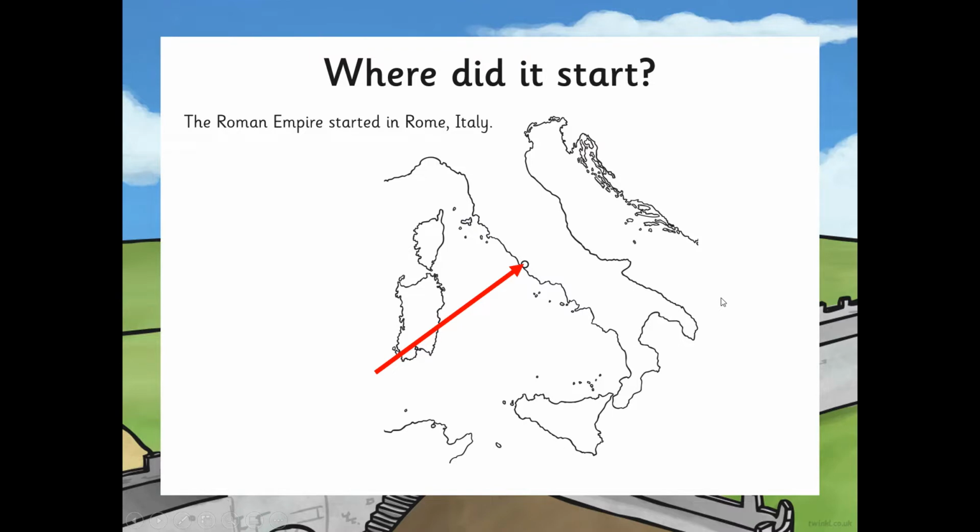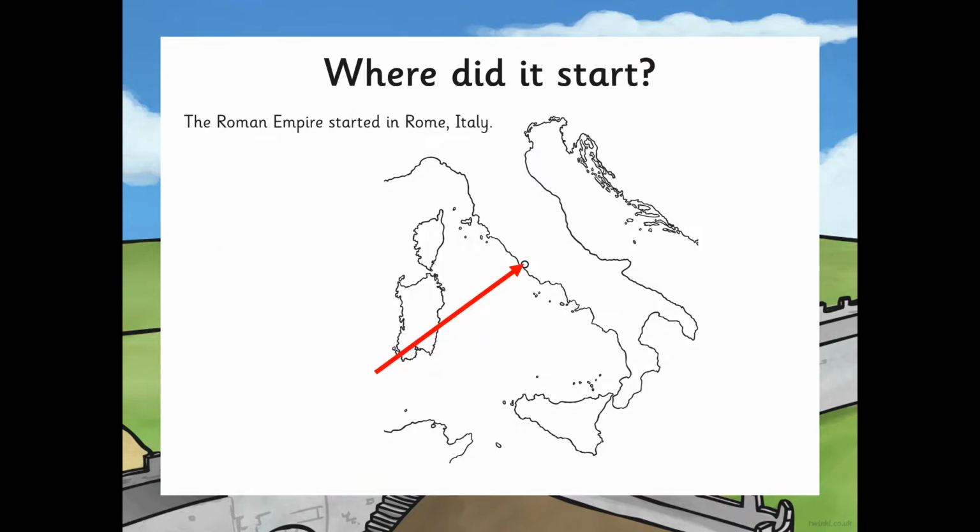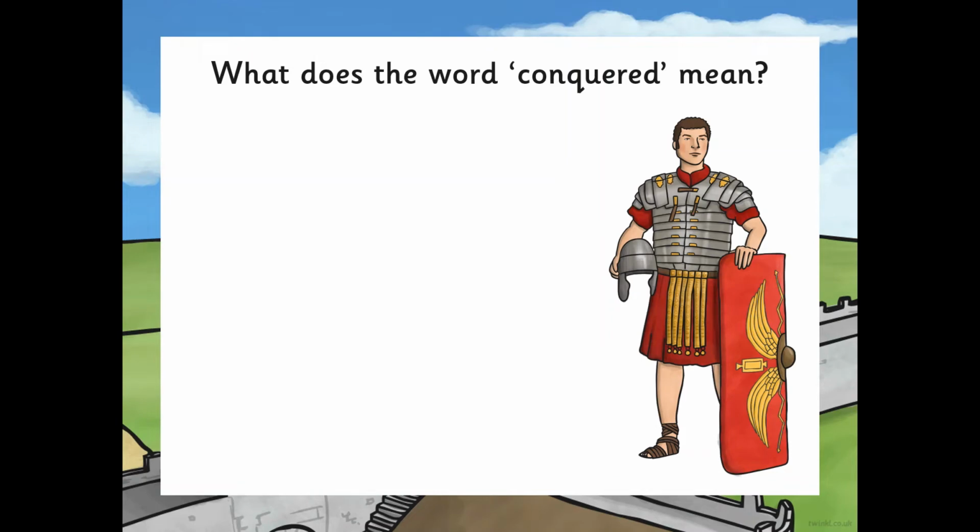The Roman Empire started in Rome, which is a city in Italy. If we go back to the world map, we can see Italy here. Quite a long way from the British Isles, but not a huge distance. And around about 800 BC, the Romans decided that they wanted things that other people had. It might have been food they wanted, or precious metals, or people to do the work for them. So they went out and conquered other countries.